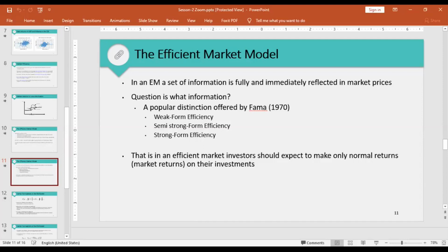But if it is to be strong form efficient, the market should be adjusted even for the insider information.